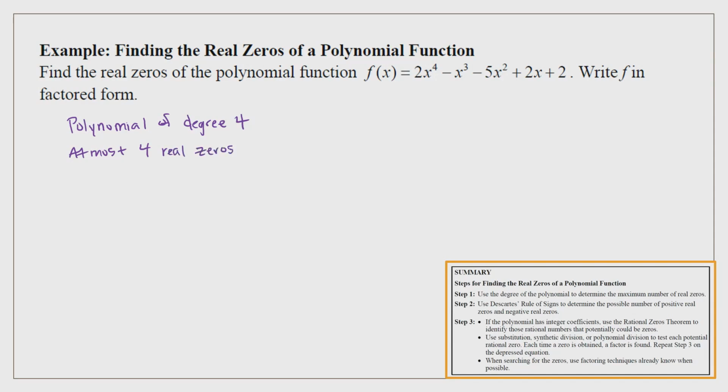Okay? That's what step 1 is. Use the degree of the polynomial to determine the maximum number of real zeros. So that is step number 1. Okay? Step number 2. We need to use Descartes' rule of signs to determine the possible number of positive real zeros and negative real zeros. So let's take our function f of x, and we are going to identify all of the sign changes.